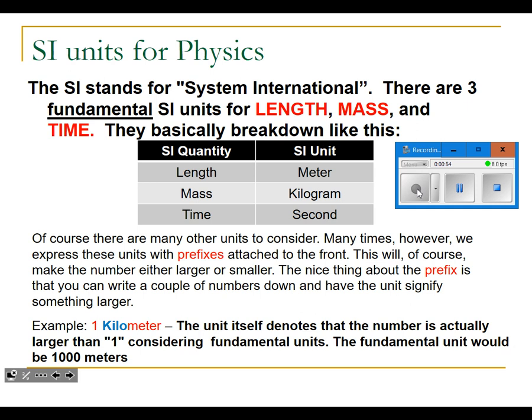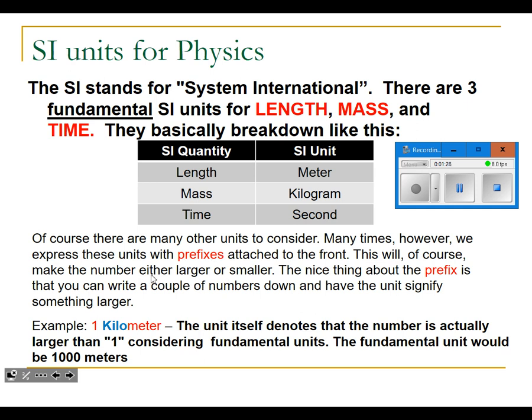It's important that you understand that these are the basic units that we will use when we do all of our measurements, and everything always needs to be converted into these basic SI units. So if they give it to you in something else, you're going to have to change it to these units. So there are a lot of other units to consider, but most of the time we're going to be using these, and we can express these in different types of units by adding prefixes in front of them.